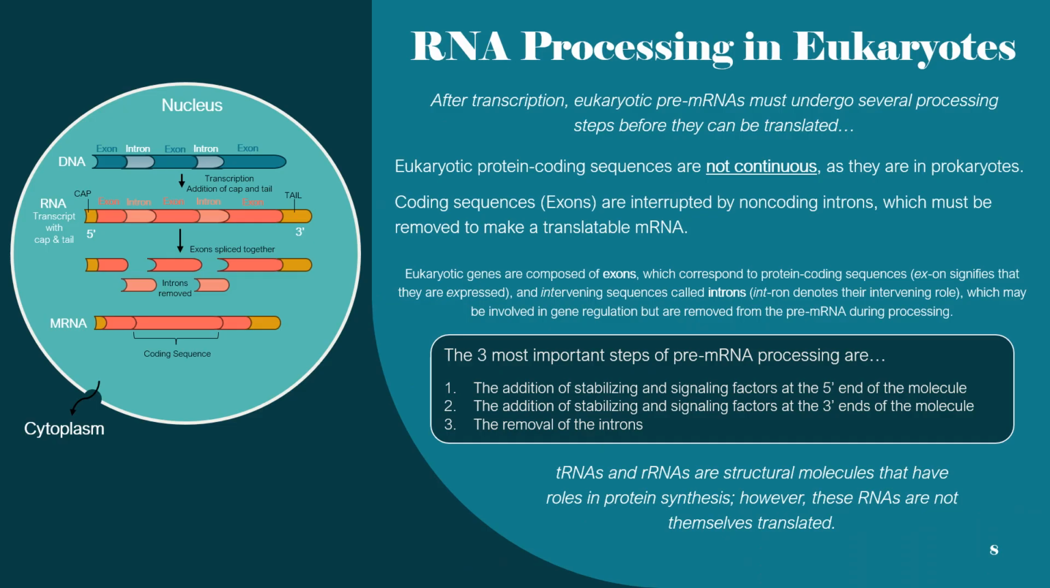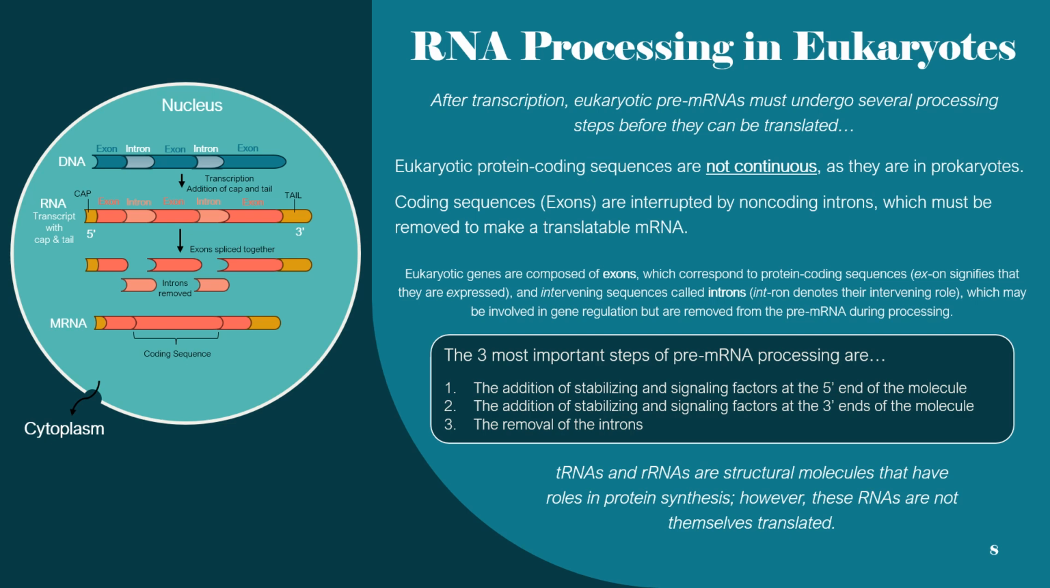So let's talk about those pre-messenger RNAs, because we were saying that there has to be a process that happens in eukaryotes after the mRNA begins. So there is a process of mRNA processing in eukaryotes. After that transcription takes place, the eukaryotic pre-mRNAs, before they can undergo the folding and protein process, have to make some changes.